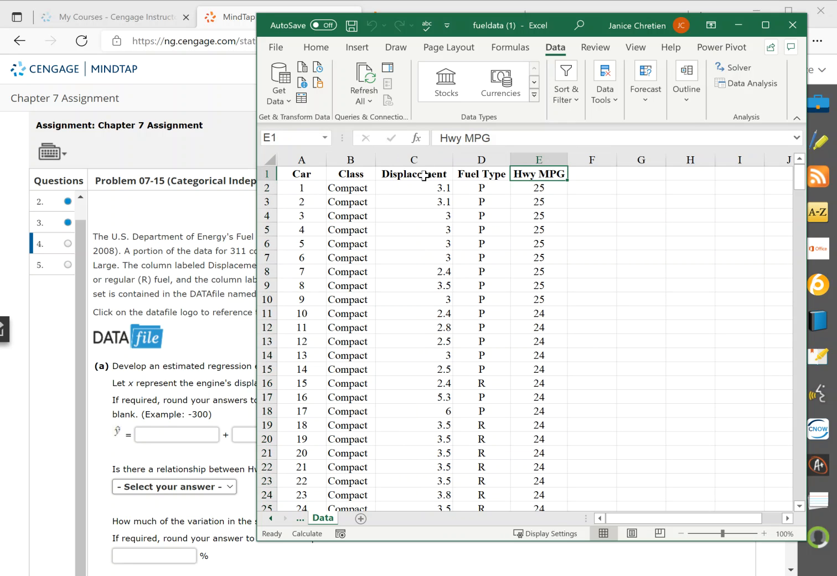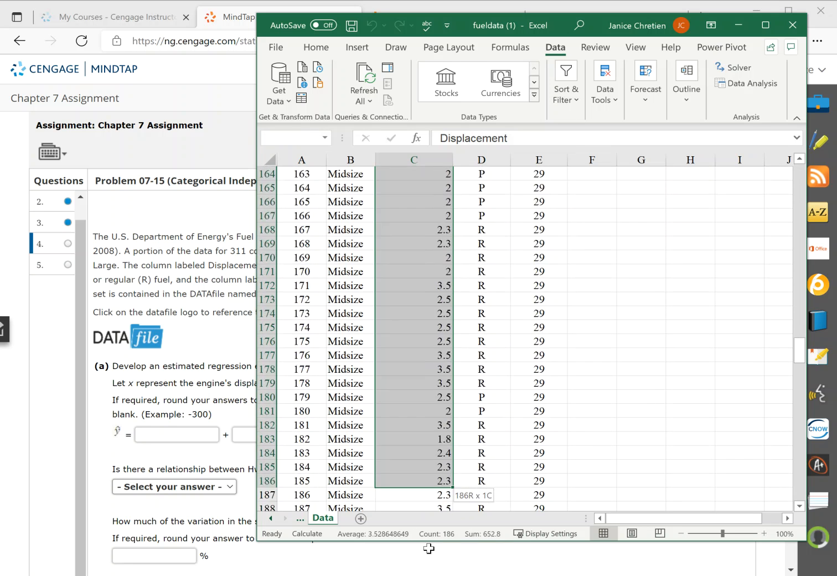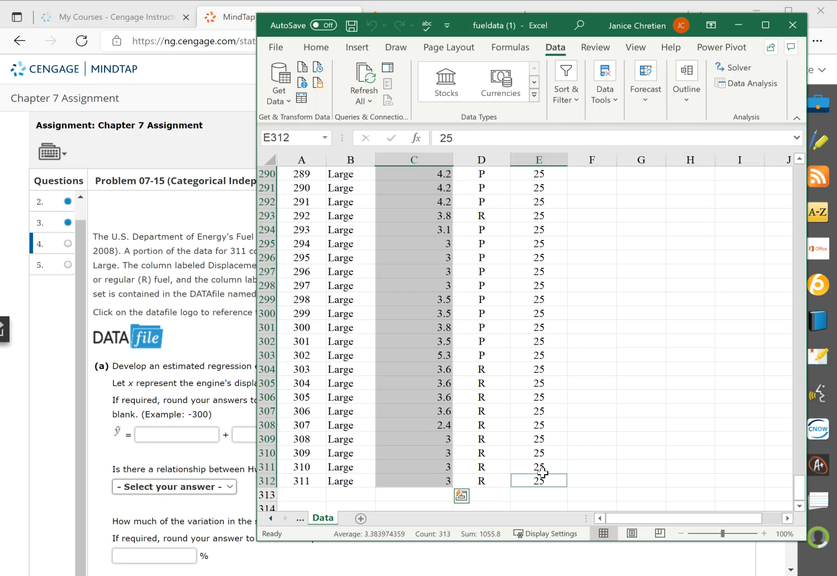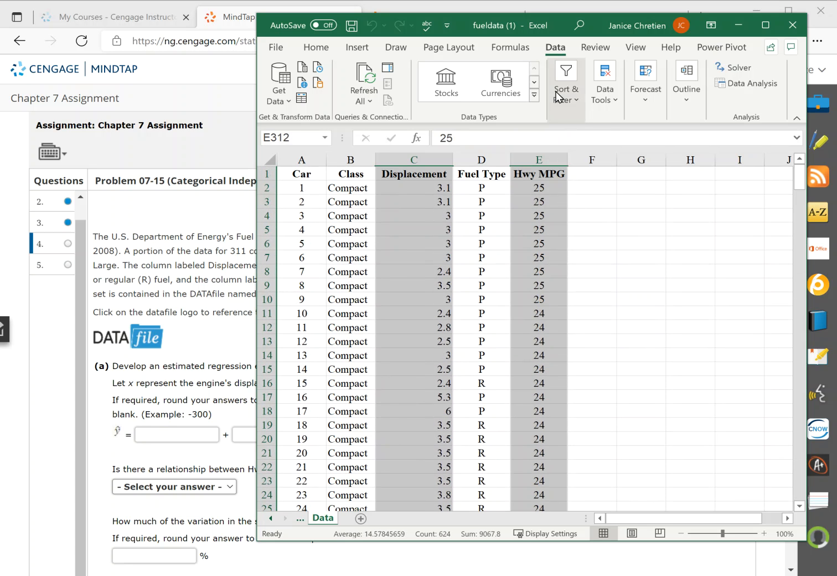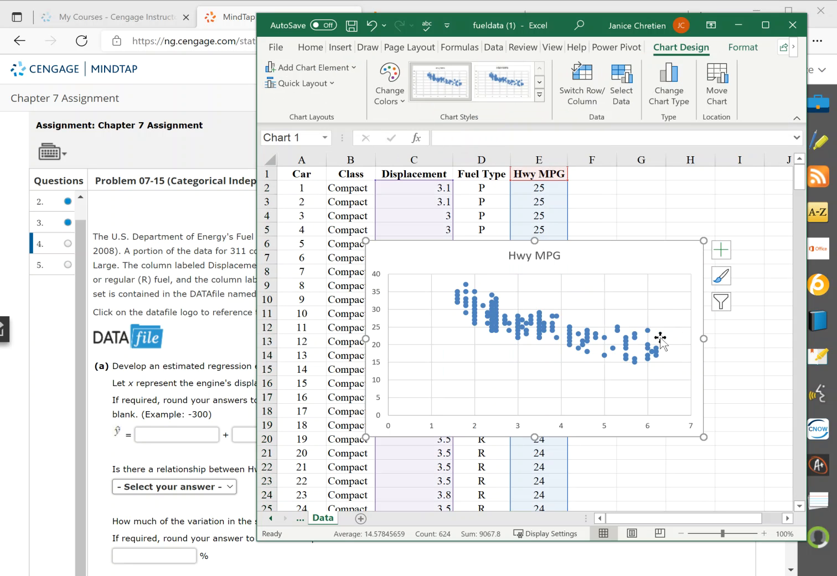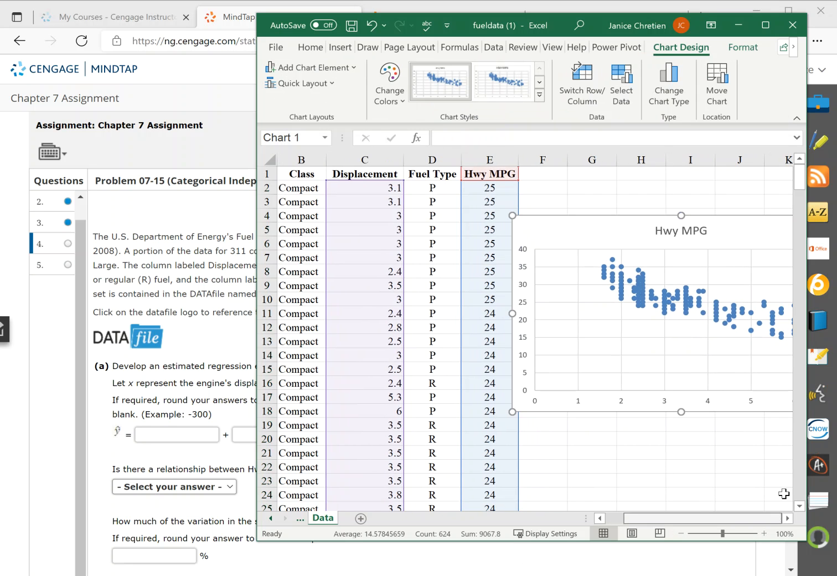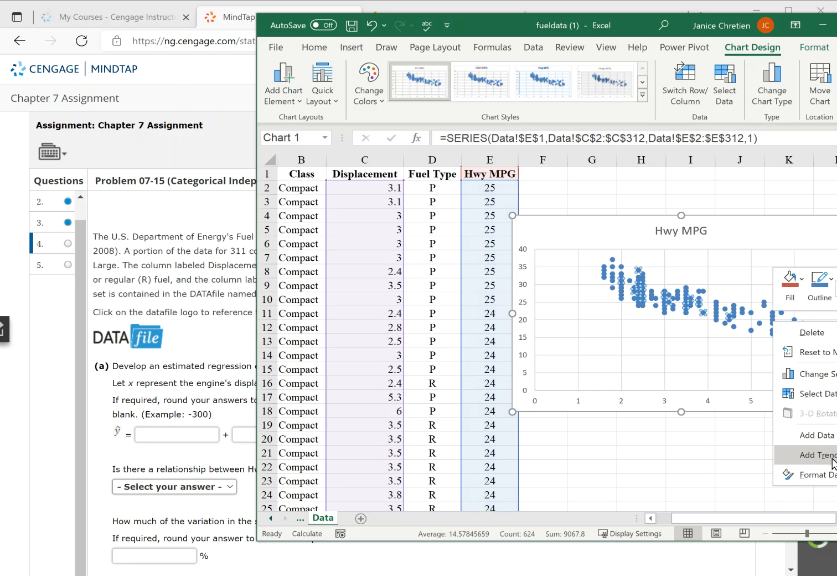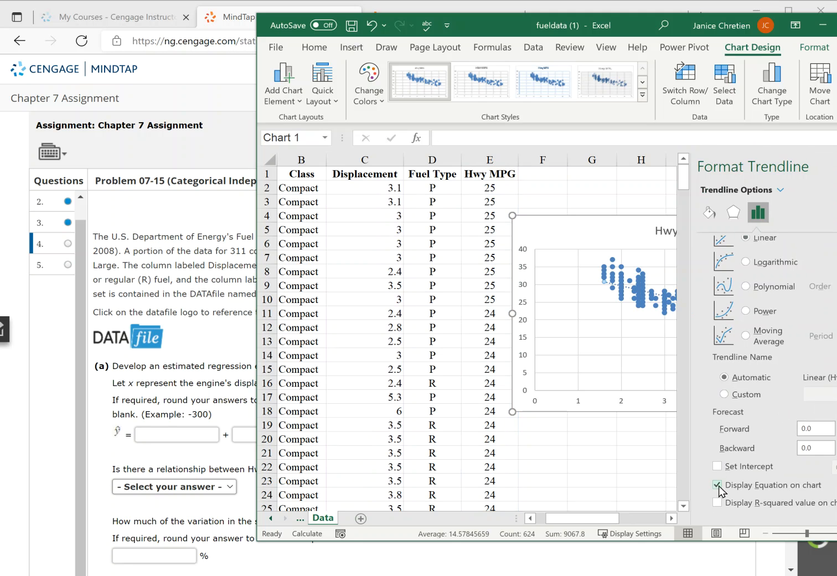Oops. Let's do that again. Displacement. Don't you hate it when that happens? Okay, displacement, fuel economy. And I'm going to insert a scatter plot. Right click on any of my values, add a trend line, linear, and I want the equation on the chart.